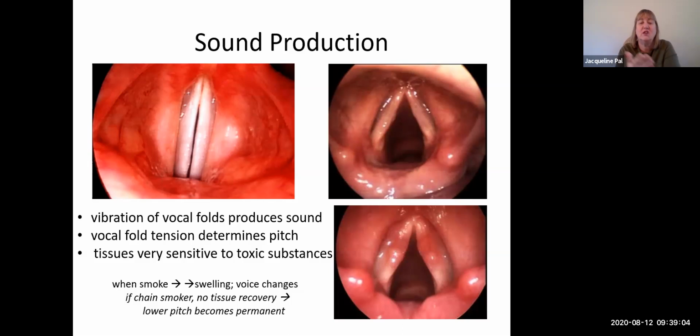Now, if you are a chain smoker, what's going to happen is you're going to have chronic inflammation with no chance for a full recovery, and this actually can permanently lower your pitch, as well as all the growling of being a rock singer, as well as pitch normally does fall as you age between childhood and your 20s and between your 20s and your 50s. So yes, you're not going to be able to hit those high notes when you're older.